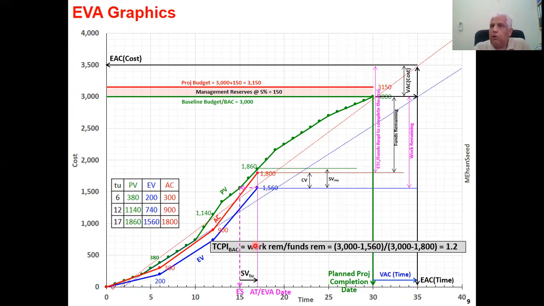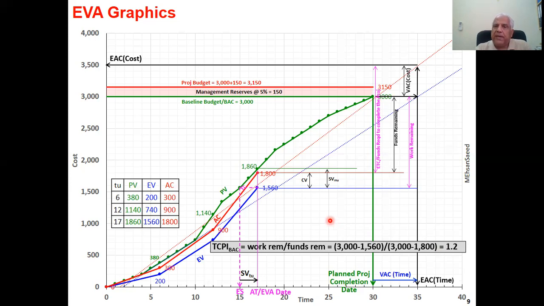If you were to apply a formula, then work remaining is BAC minus EV and funds remaining are BAC minus AC. So you can apply the formula, but I again stress, apply concepts, apply logic. Earned value analysis will be very easy. You're going to get bogged down with formulas.